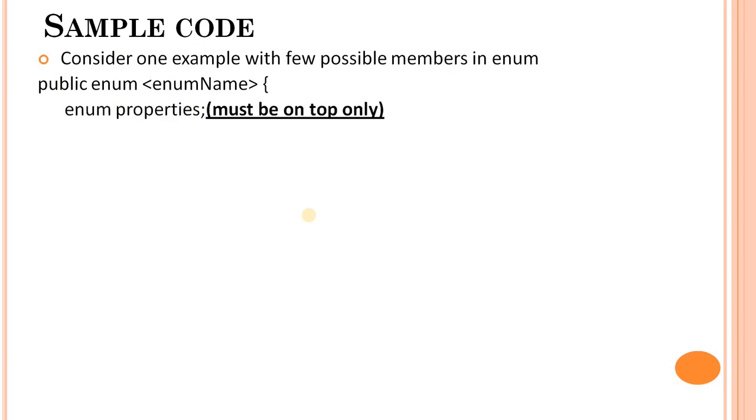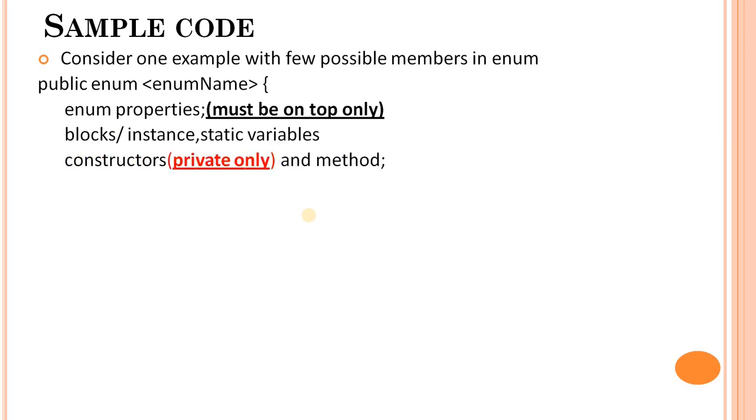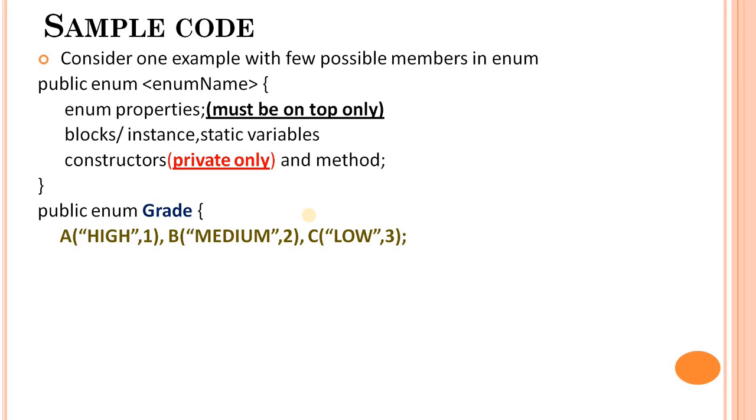If you take one sample code, consider one example that I have defined, one enum with some syntax, and there it will be having some enum properties, and these enum properties must be declared on top of all the variables, constructors and methods. It must be top level only. Then we can define some blocks, instance or static variables, constructors, make sure that private only or default also allowed, and methods. Let's take one example, Grade, that is having three properties A, B, C, and must be defined on top of all the variables and methods.